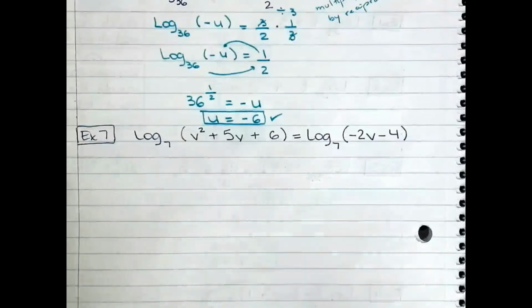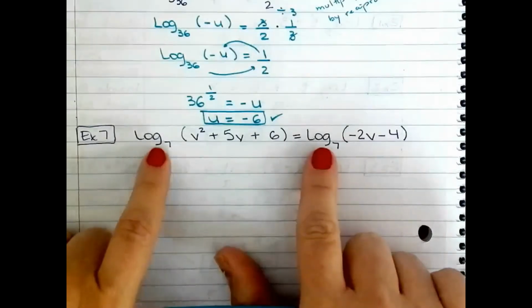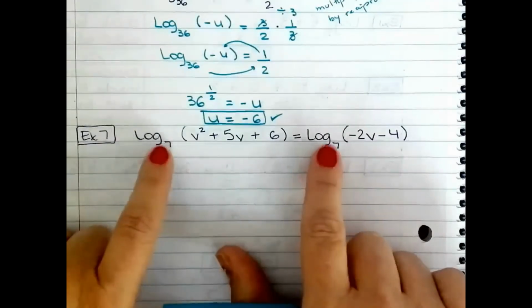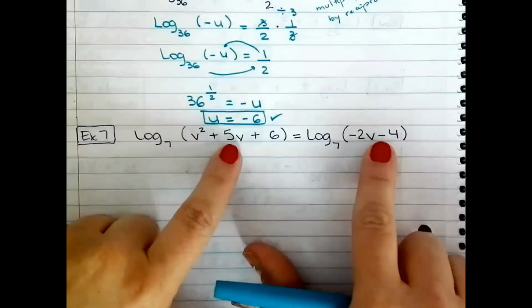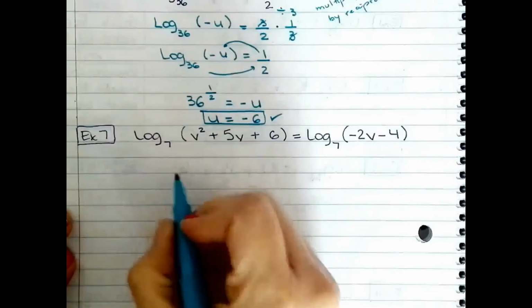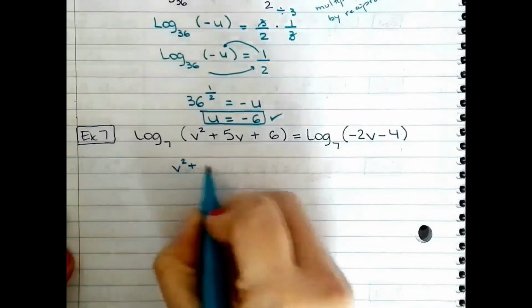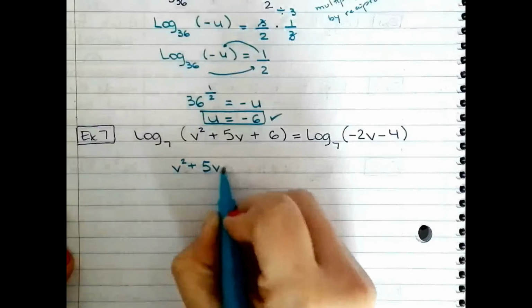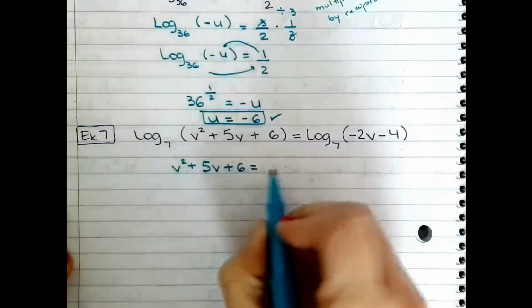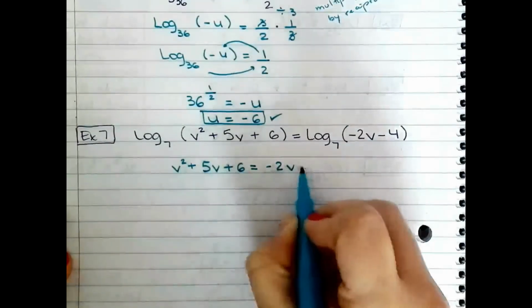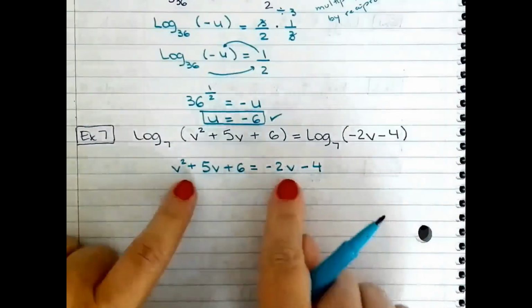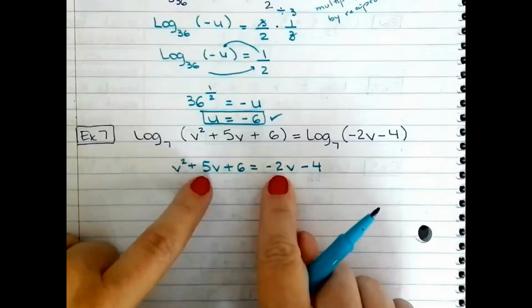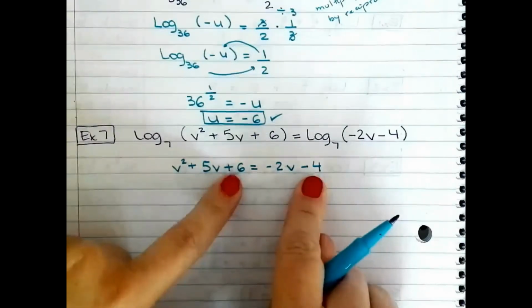Now, the last one. When I have log with the same base on both sides, I can just make the arguments equal to one another. And that's how we're going to go about example 7. That's the equality property of logs. Okay. Add 2v to both sides. Add 4 to both sides.